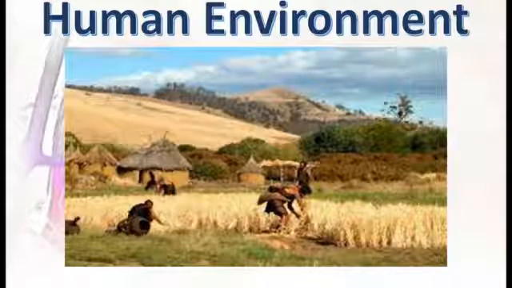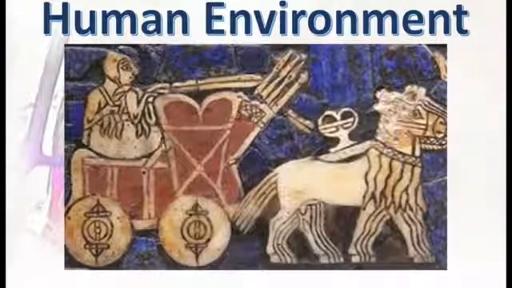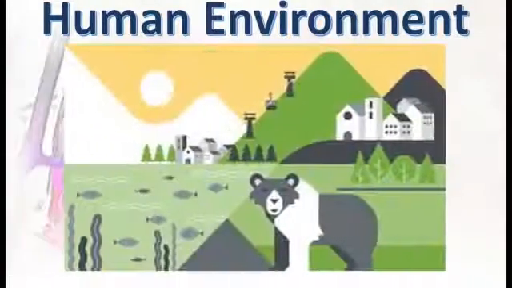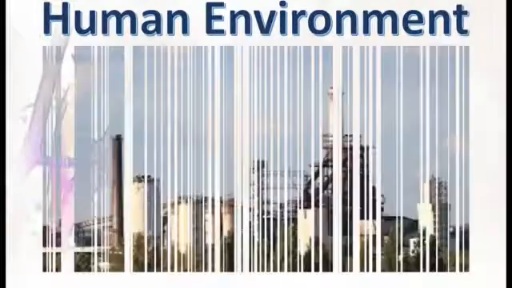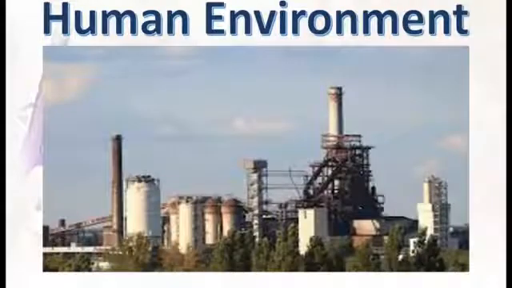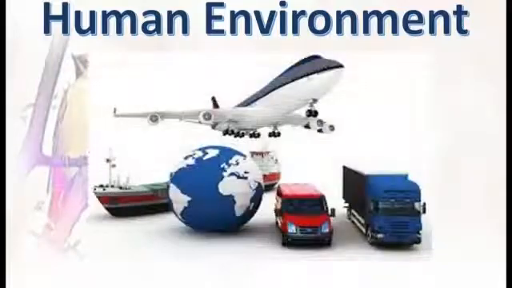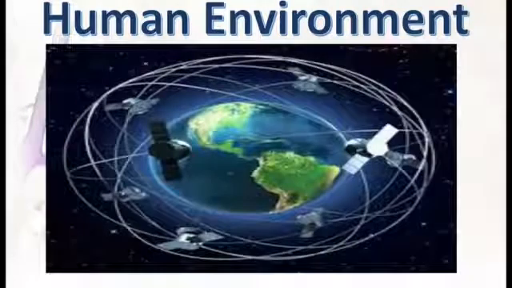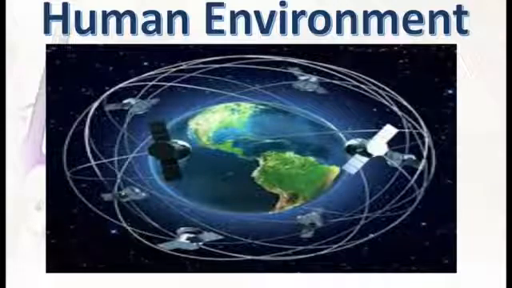The wheel was invented, surplus food was produced. Barter system also emerged. Trade started and commerce developed. Industrial revolution enabled large-scale production. Transportation became faster. Information revolution made communication easier and speedy across the world.